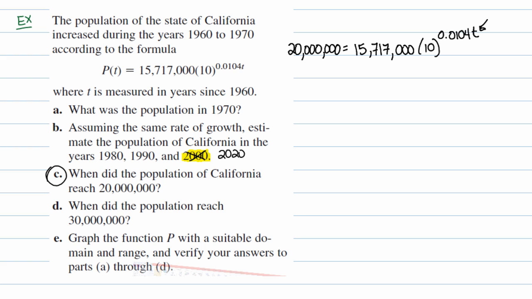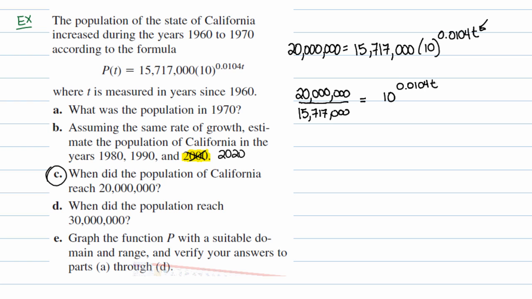So I'm going to divide both sides by that 15,717,000. So I'll get this 20 million over 15,717,000. By the way, those zeros will cancel, so I don't have to write such a large number. That's supposed to equal 10 raised to the 0.0104 t power.